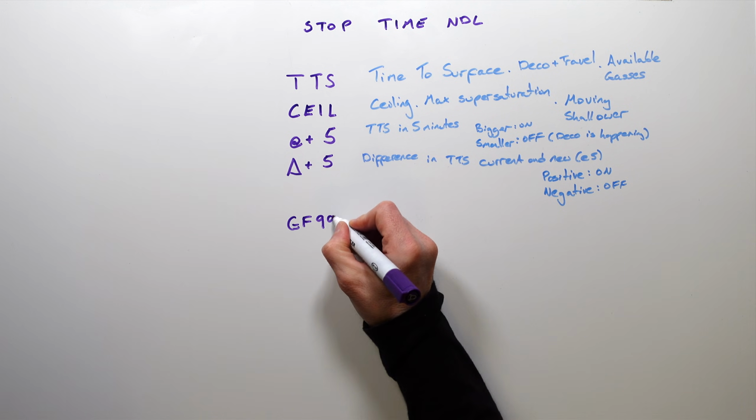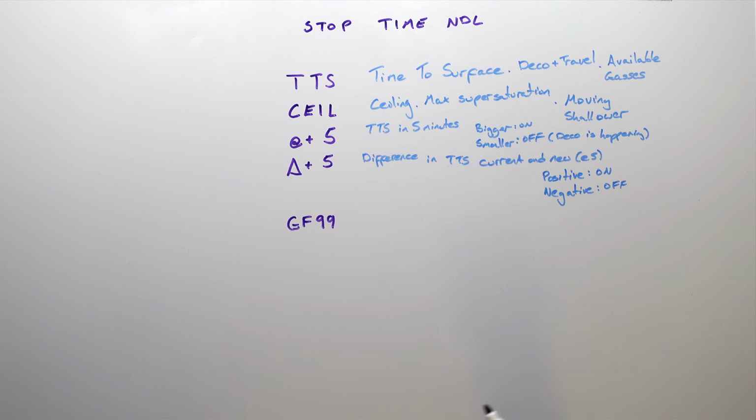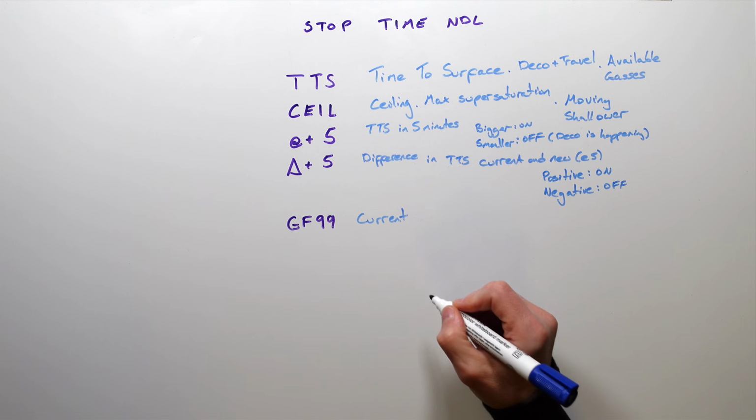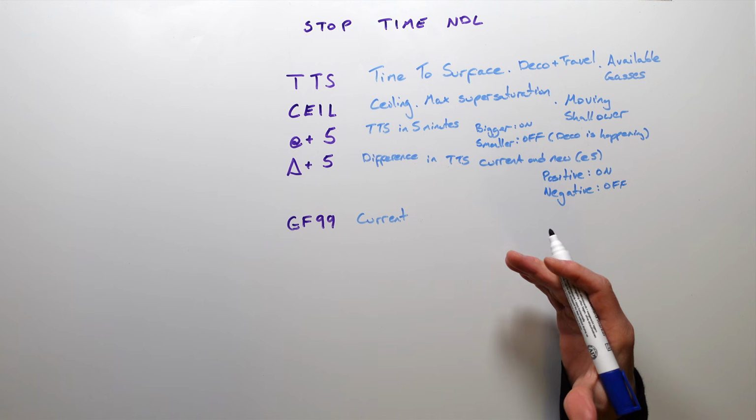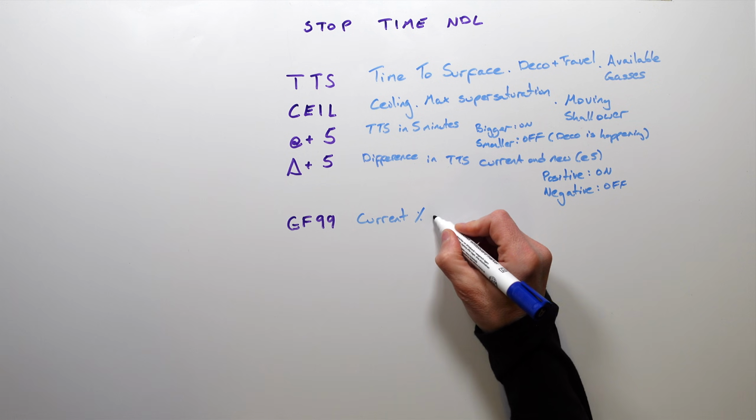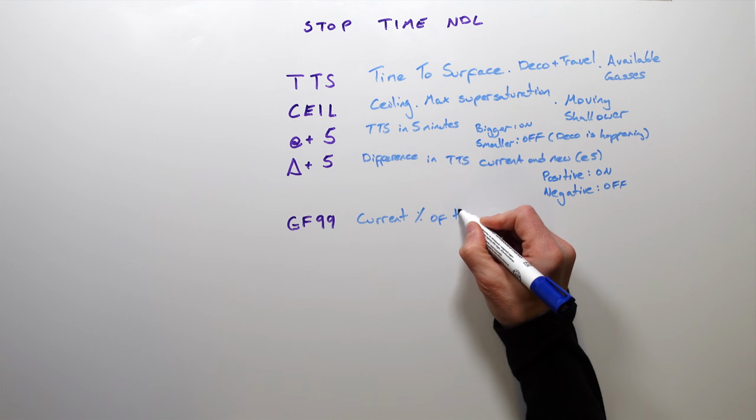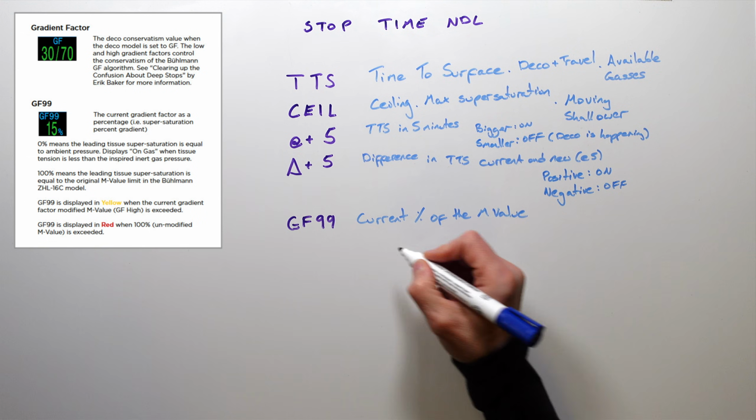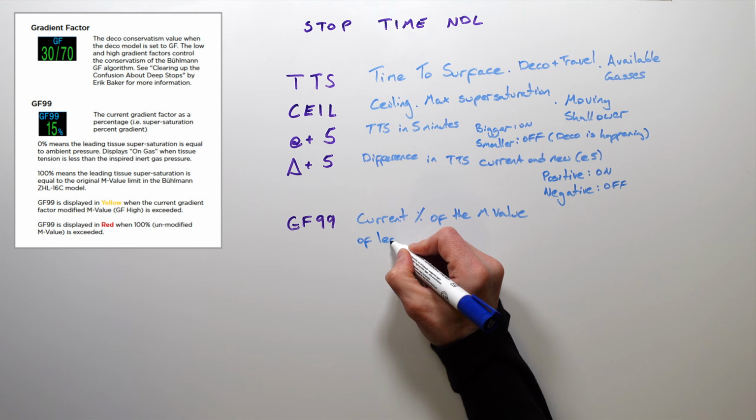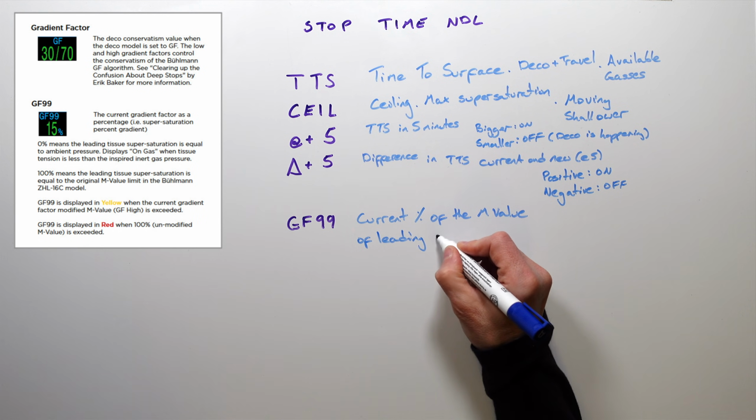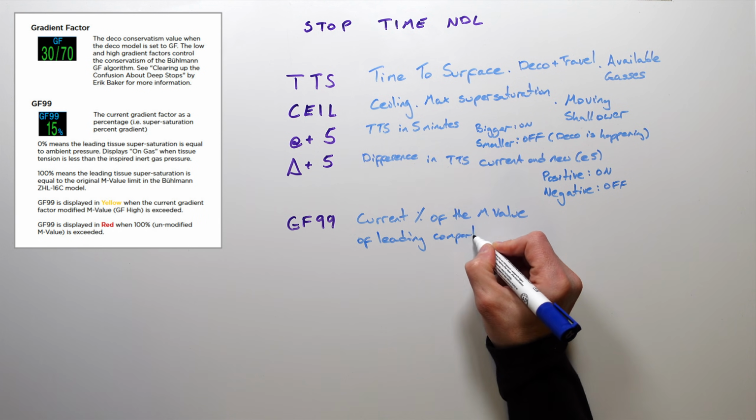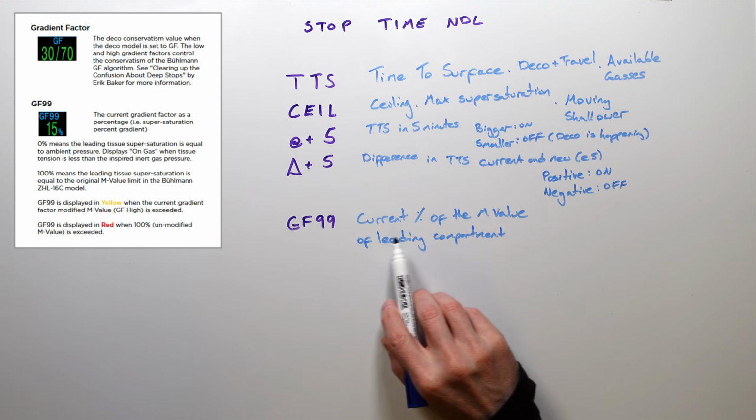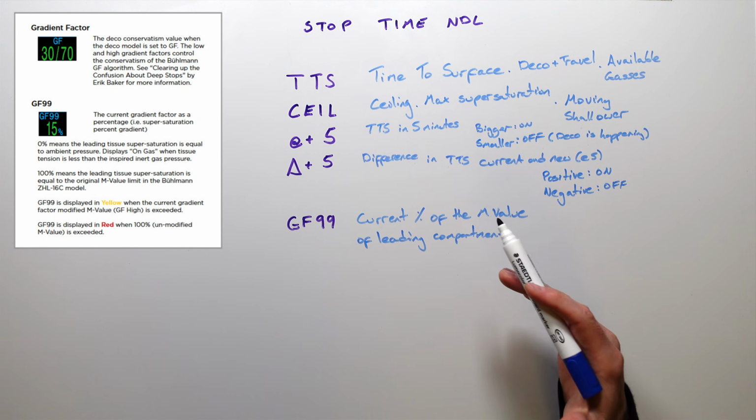We then looked at something called GF99. And what that is, is your current amount of the M value. So it's your current percentage of the M value of your leading compartment, whichever compartment happens to be leading. We don't need to know which is the leading compartment. We just need to know that I'm at a percentage of it.